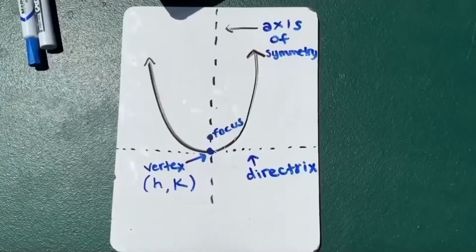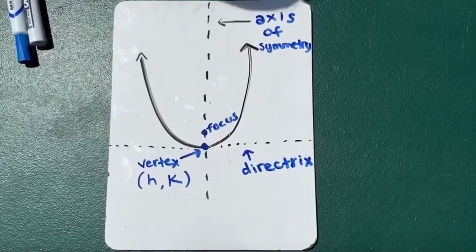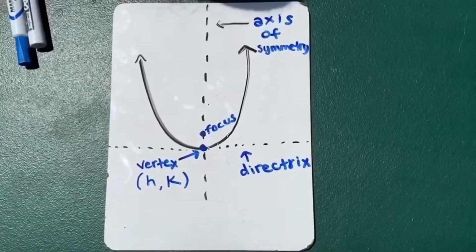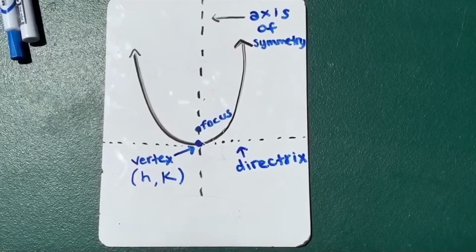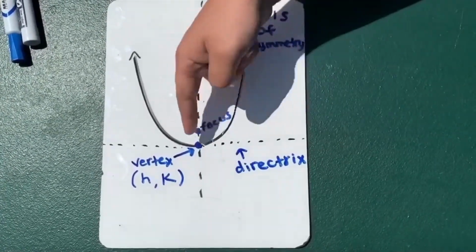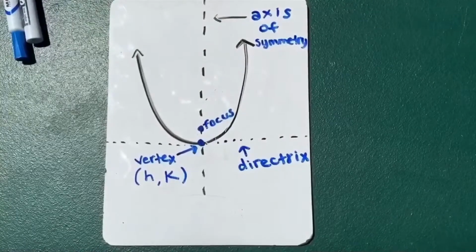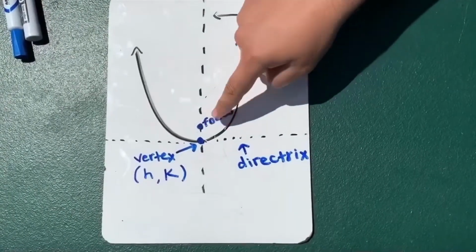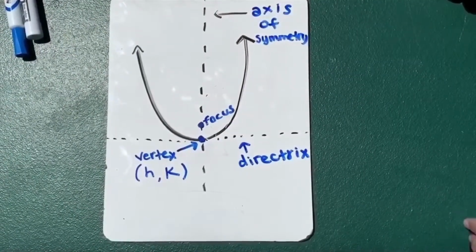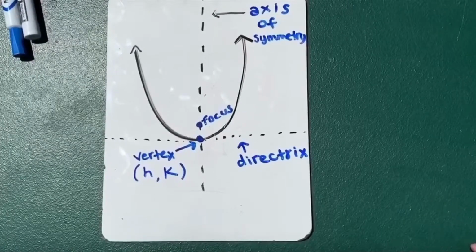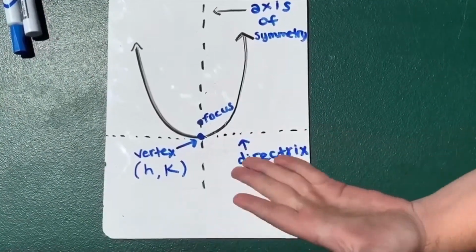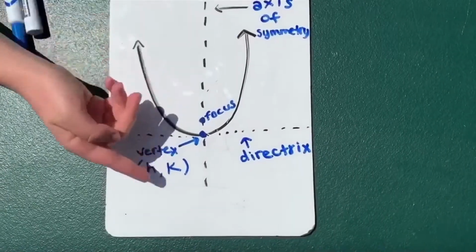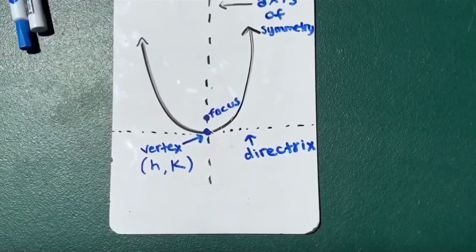A parabola is the set of all points equidistant from a line and a fixed point not on the line. The line is called the directrix, and the point is called the focus. The point on the parabola halfway between the focus and the directrix is the vertex. The parabola is also symmetrical on both sides, so there's an axis of symmetry.